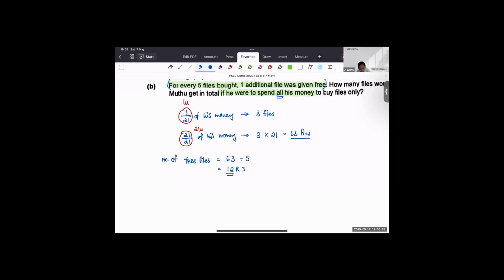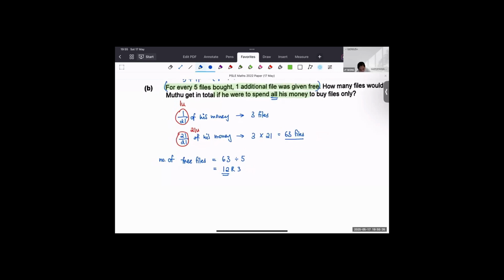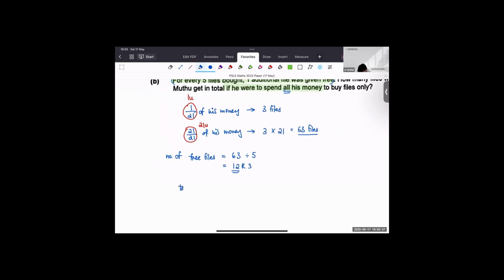So they ask how many files would he get in total? The total files would be the original 63 plus the 12 free. Please do not round up. You won't get extra. Every time you have 5, you only get 1 free. So the total will be 75.